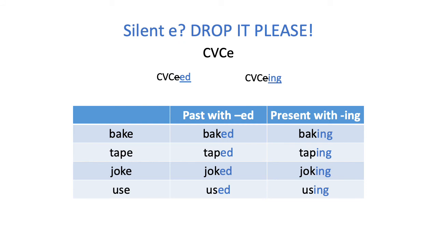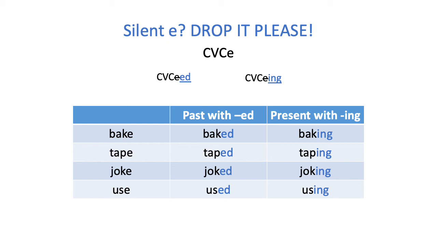My first word is bake. With past ed, I drop the E at the end of bake and add ed to make baked. For present tense with ing, I drop the E at the end of the word and add ing. Baking. Same goes for the word tape. I drop the final E in tape and add ed to make taped. I'll drop the final E in tape and add ing to make the present tense taping.